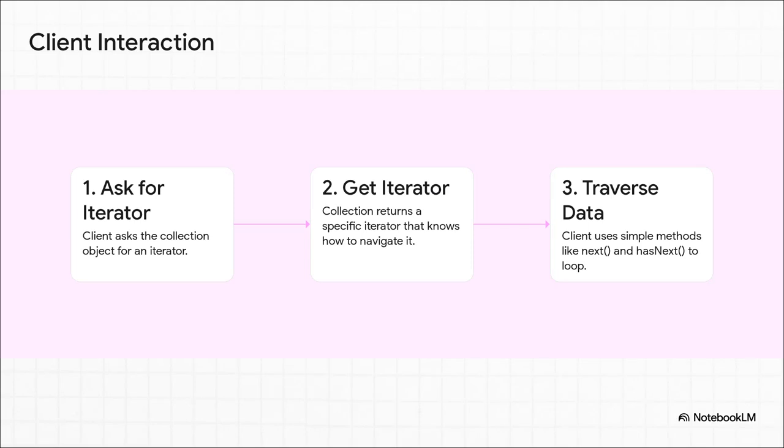For your code, the actual process is just beautiful. It's a simple three-step dance. First, your code asks the collection, hey, can I get an iterator? Second, the collection creates the perfect tour guide for its own unique structure and hands it back. From that moment on, your code only talks to the iterator, using simple commands like next to get the next item, until hasNext says, nope, we're all done here.